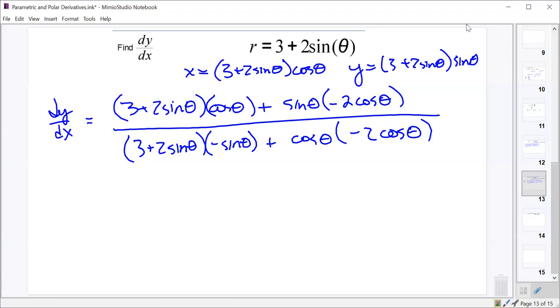When you're doing the derivative of the 2 sine theta, how did you get the negative 2 cosine theta? Like, why is it negative?